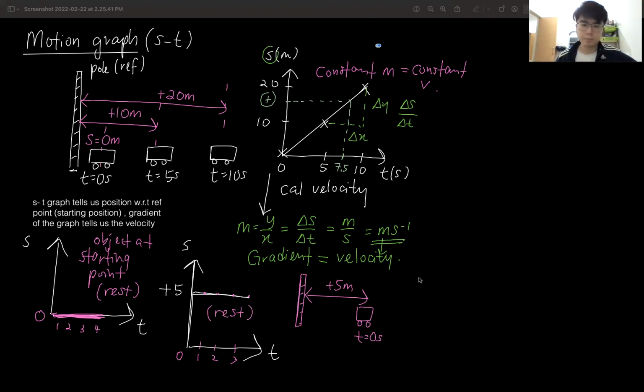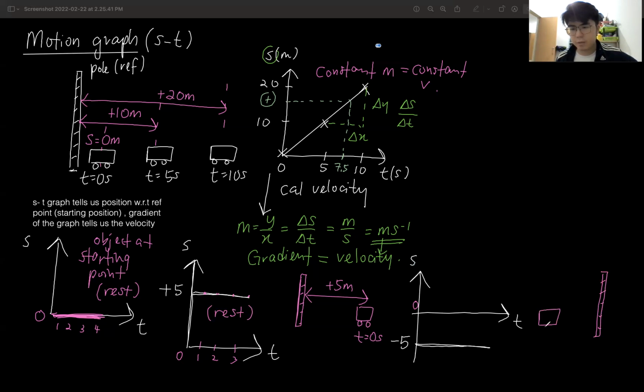Okay, the third one, this one. What do I mean if I say the ST graph and the line is down here? This is minus, okay, -5. What does it mean, displacement -5? At time 0, where did it start? Time 0, it started at -5. So this is the pole. The object started here, -5 meters to the left side.